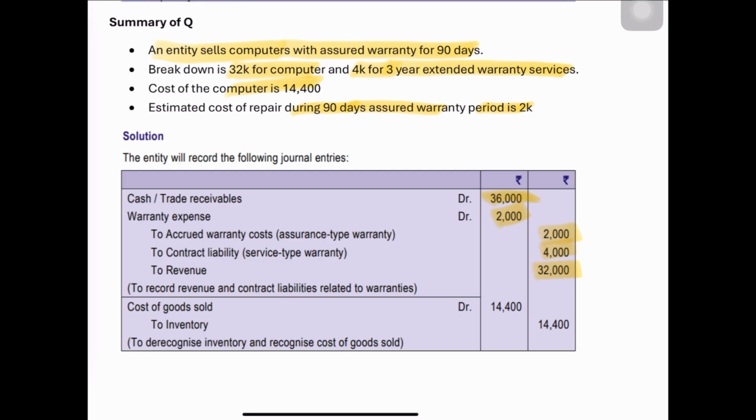And the second entry is for every computer there is a manufacturing cost of 14,400 that should be debited to the COGS account and credited to the inventory account.